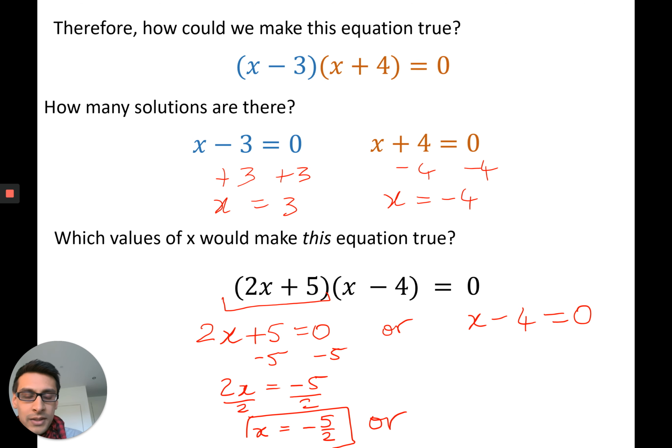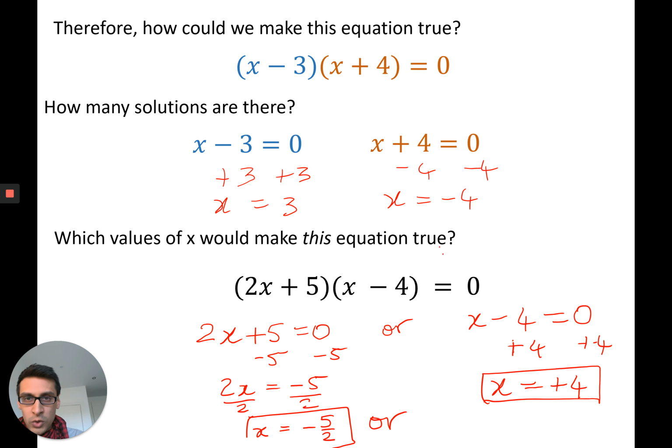Or, in this case, it's a bit easier to solve this one. I'm just going to add 4 to both sides. So now I get x equals +4. So I've now actually just solved this quadratic, which is already factorized. I can see the solutions are x equals -5/2 or x equals +4.